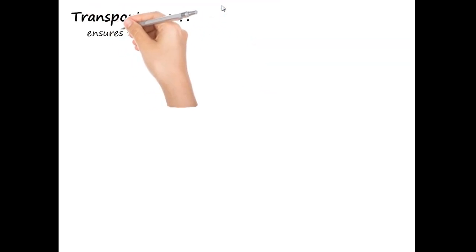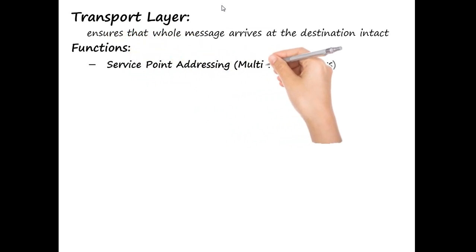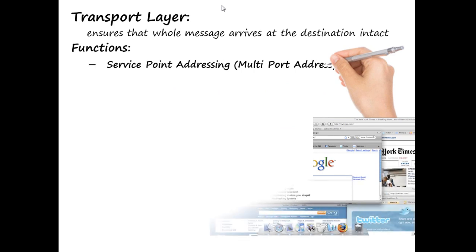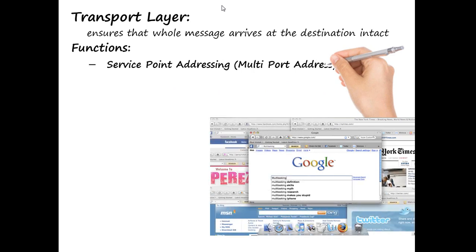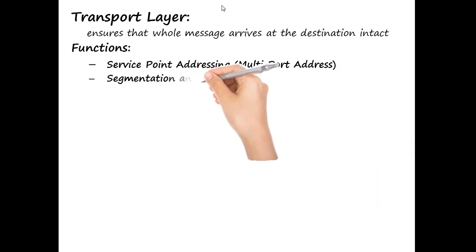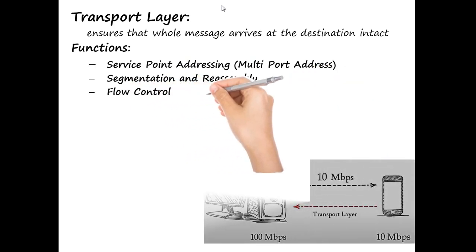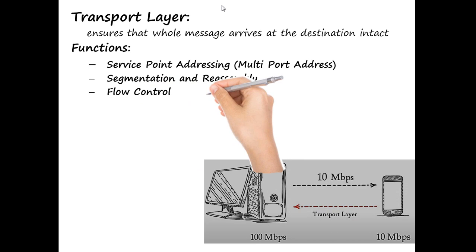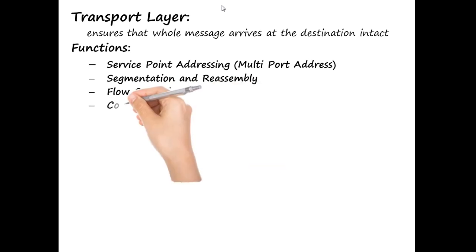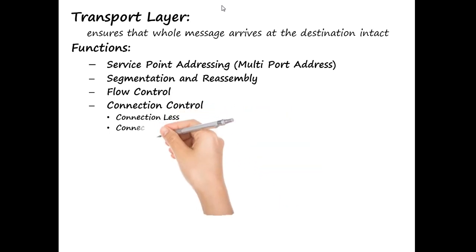Transport layer, it ensures that the whole message arrives at the destination intact. Functions of transport layer: service point addressing, multi-port address. When you are using several programs connected to the internet from the same PC, SPA delivers that data to the right destination. Segmentation and reassembly. Flow control, that is, to maintain a link that can handle the speed which is compatible to both transmitter and receiver. 2 types of connection control: connection-less and connection-oriented.